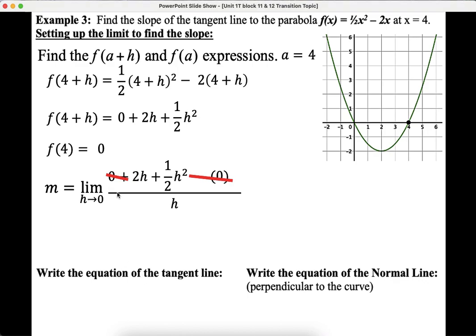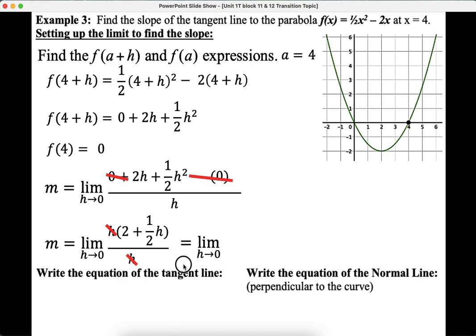So we're going to re-express this. We're going to simplify this by factoring out an h, right? So we have h times the quantity 2 plus half h, over h. We're going to cancel our h's. So now we have the limit of 2 plus half h. We're going to put 0 in for h. And so we have a limit of 2. So this is approaching a slope of 2.